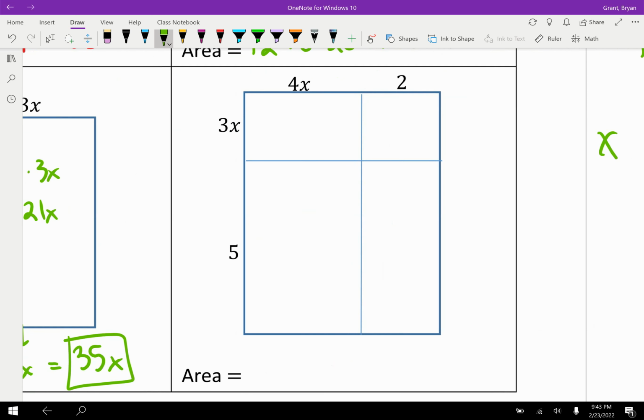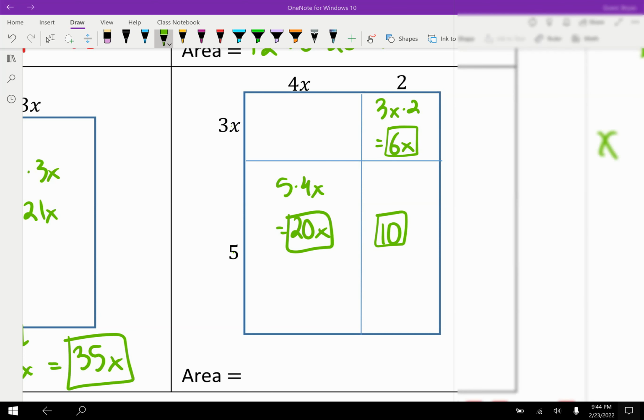Well, let's do the ones we know for sure. 5 times 2 is definitely 10. Okay. 3x times 2 is certainly 6x's. Okay, I'll kind of box those so we can keep track. Right? 5 times 4x is certainly 20x's. But what about this last guy, 3x times 4x? We're going to have to be careful here.